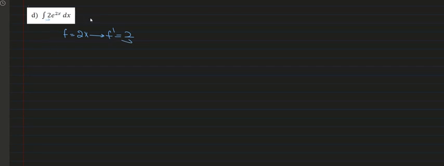So we can solve this integral at once, and we can see it as f dash times e power of f. And therefore, this is the derivative of e power f plus c. So we can say that this integral is equal to e to the power of 2x as it is plus c. And that's it.